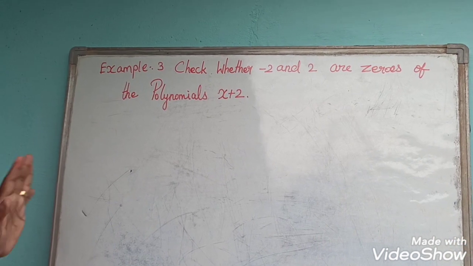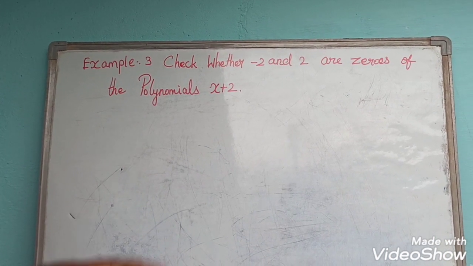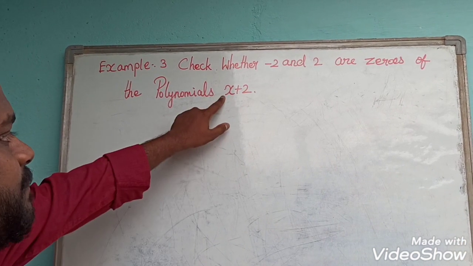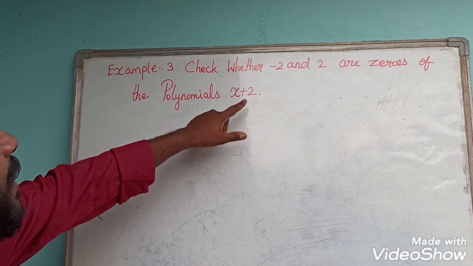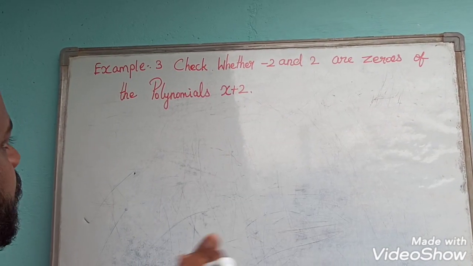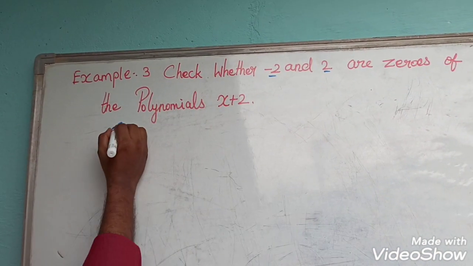Example number 3. Check whether minus 2 and plus 2 are zeros of the polynomial x plus 2. What is meant by zero of the polynomial? We have to take the polynomial x plus 2, that is p of x. When it becomes 0, we say that it is a zero of the polynomial. So now we check. First we take minus 2 and plus 2.